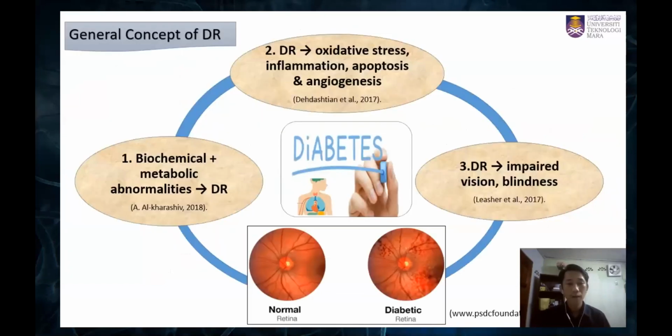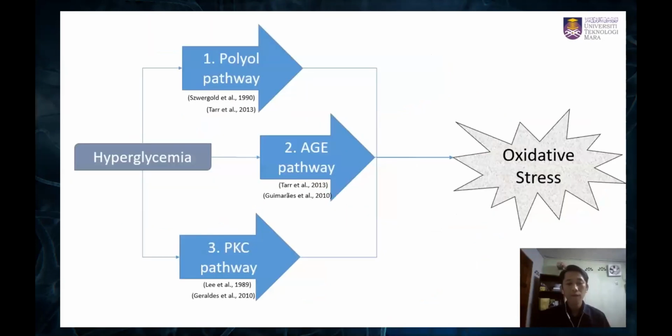In general, there are biochemical and metabolic abnormalities that happens in the eye, which include oxidative stress, inflammation, apoptosis, and angiogenesis. So, for this presentation, I'm going to focus on angiogenesis. From this event, it can result in impaired vision and even blindness. From the hyperglycemic condition in diabetes, it can trigger polyol pathway, advanced glycation end product or AGE pathway, and protein kinase C pathway. And this can further cause oxidative stress, which is the imbalance between pro and antioxidant.